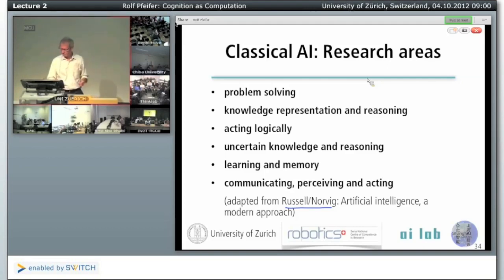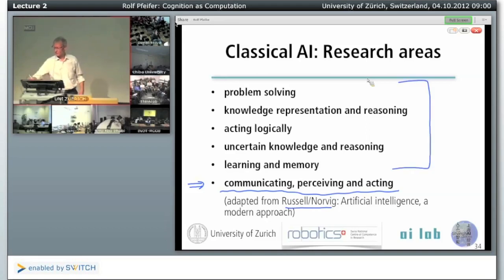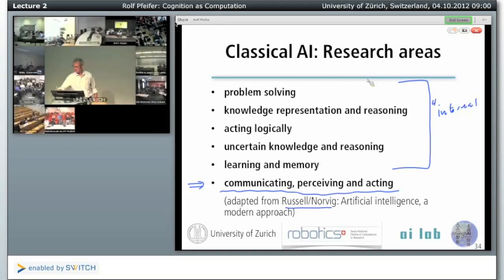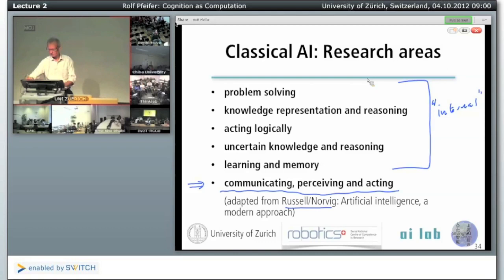Learning and memory. And if you look at this, here it says communication, perception, and action. And this is the only part where they are dealing with the interaction with the real world. All the other stuff is basically internal, or seemingly internal. And so this internal abstract reasoning is basically the area of classical artificial intelligence.